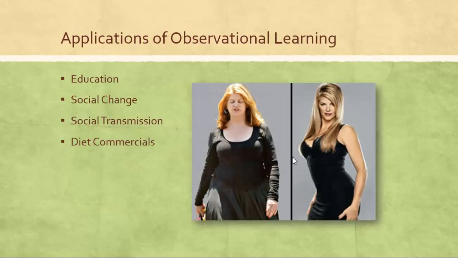Observational learning is very common in humans. Think about a diet commercial. How do they sell it to you? They show you somebody else who used the diet and had positive effects. In this case, the picture shows somebody famous.